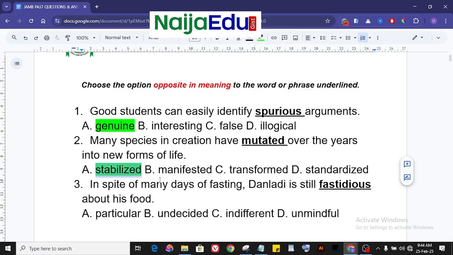So in your JAMB examination, you'll be picking the answers. You won't have to underline it the way I'm doing this. So the question will have been set. All you will have to be doing is just to pick the correct answer. That is how that works.